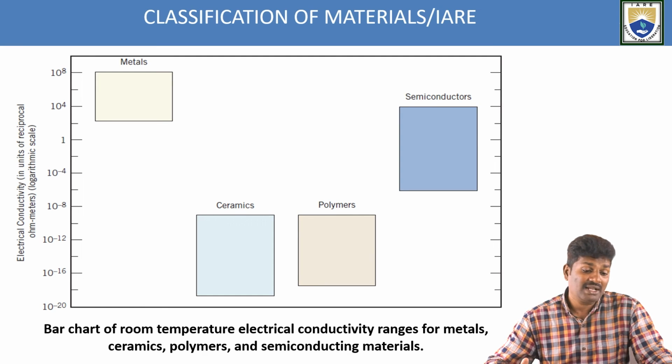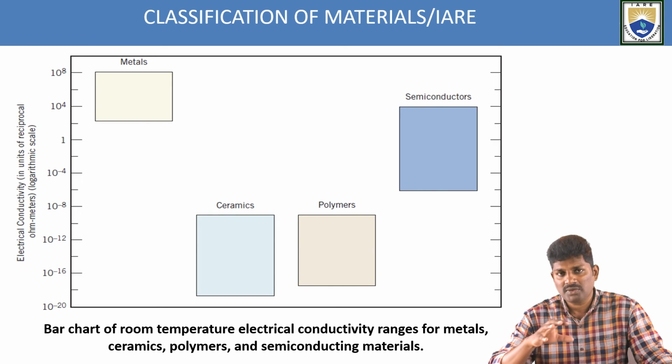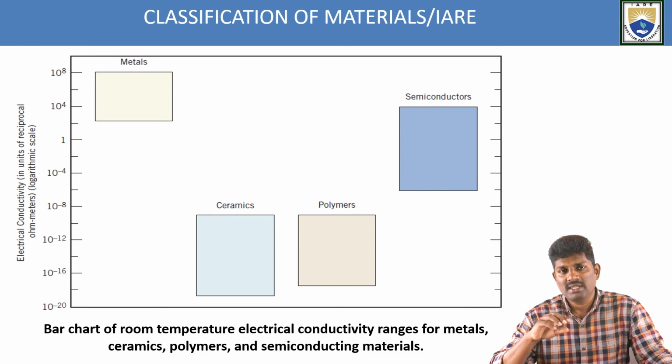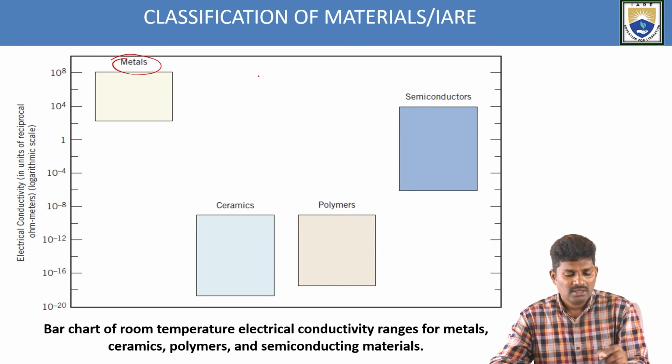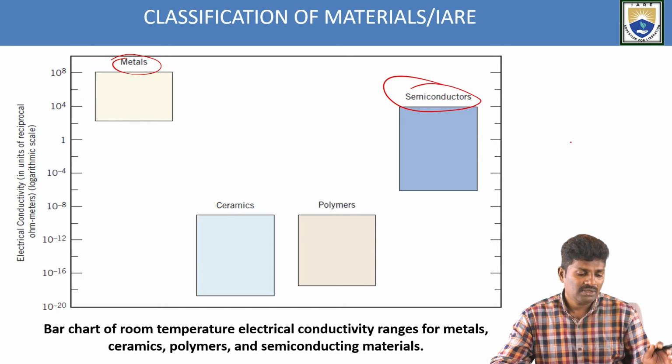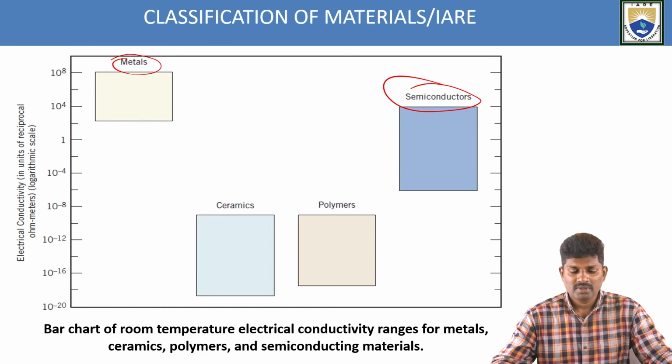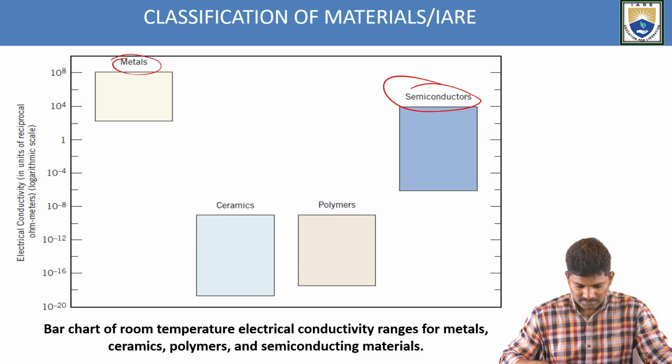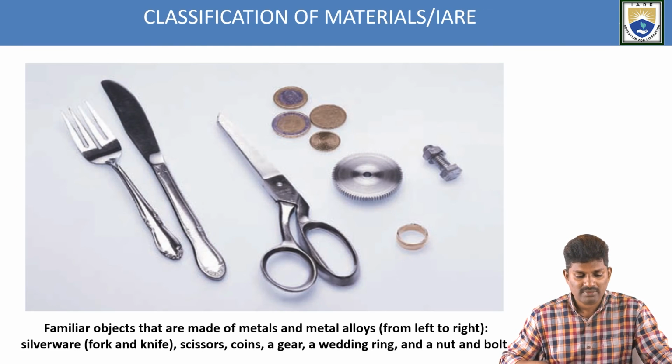Next is the electrical conductivity. During any manufacturing process which is related to electrical conductivity, where the electricity is passing, what type of materials do you have to use? Metals and semiconductors here. These have good electrical conductivity. So that is how you have to select. And ceramics and polymers do not have it.